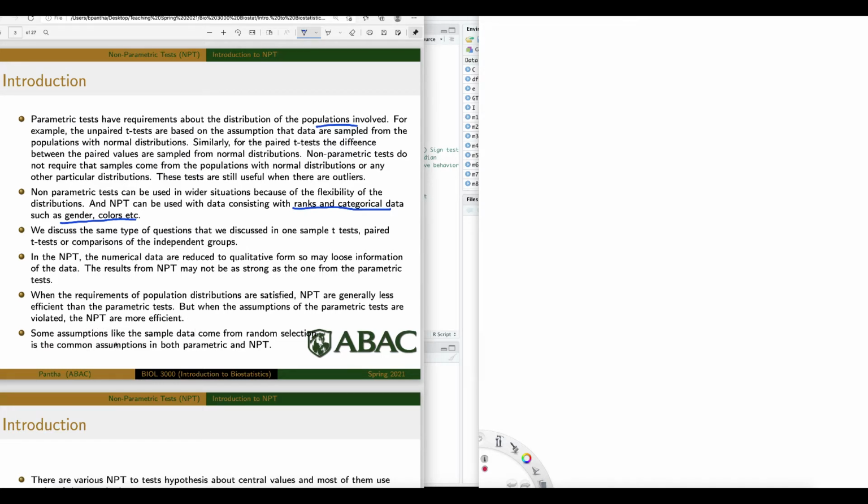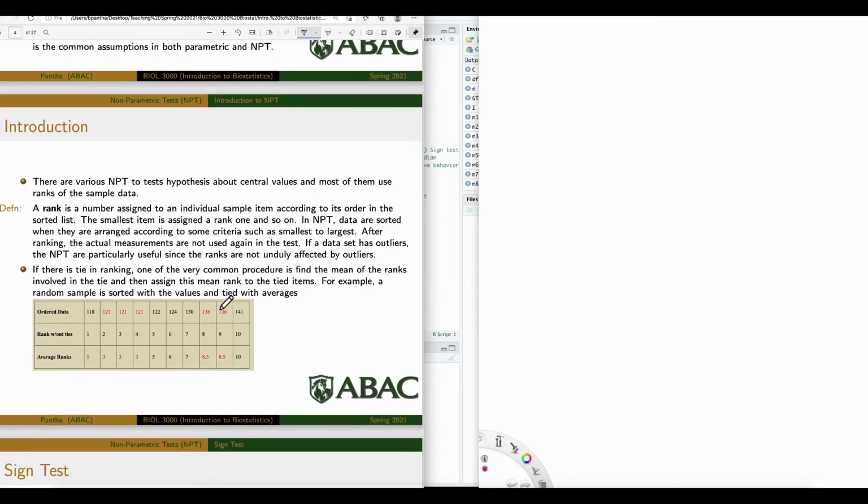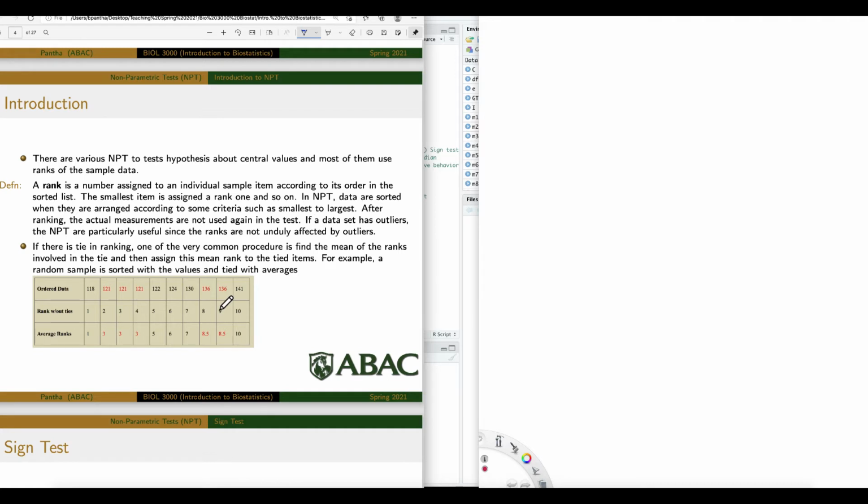Some assumptions, like the sample data coming from random selection, are common to both parametric and non-parametric tests. So first of all, let us talk about ranks. How do we rank the data? And we'll discuss different types of non-parametric tests. There are various non-parametric tests to test hypotheses about central values, and most of them use the ranks of the sample data.